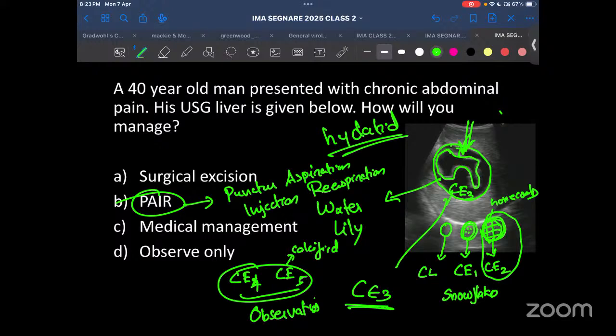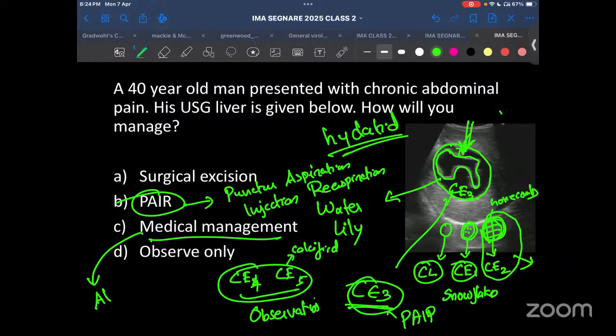So that is PAIR. PAIR can be used if it is a CL or CE1, or even a CE3 uncomplicated water lily. But PAIR is contraindicated in honeycomb, CE2. Now medical management, we can give albendazole along with PAIR. If it is honeycomb, you can do surgical excision. Also, if it is a very peripheral lesion, then we can do surgical excision, because PAIR can rupture, and that will lead to seeding.